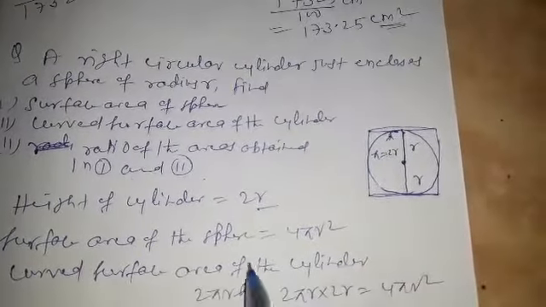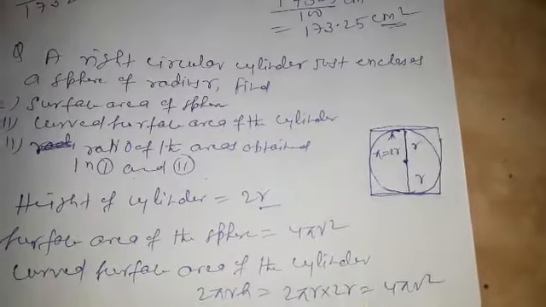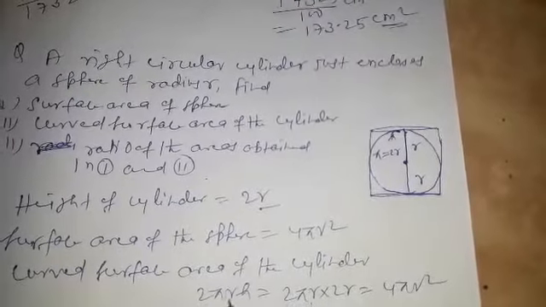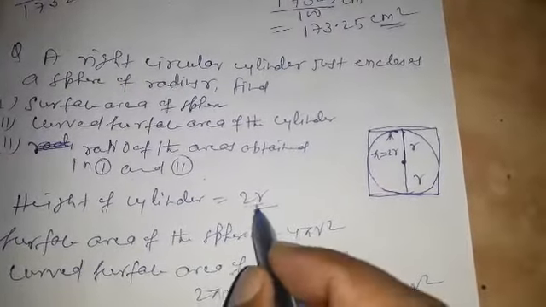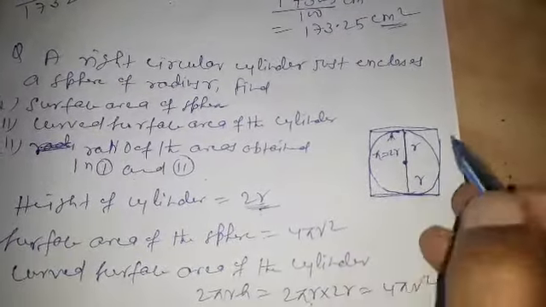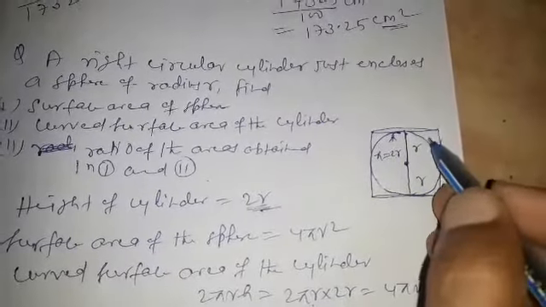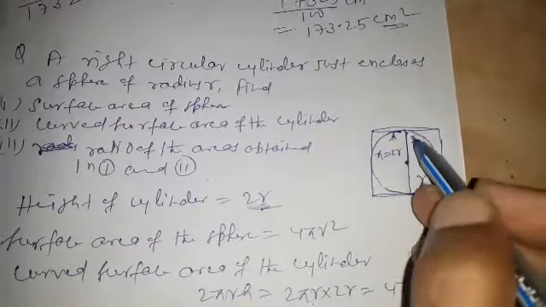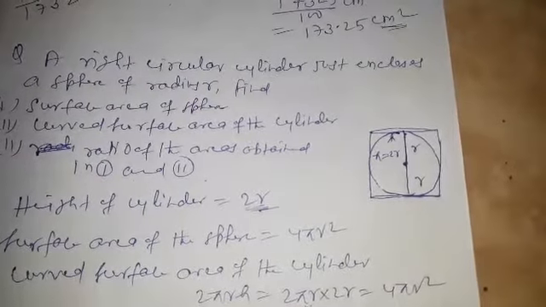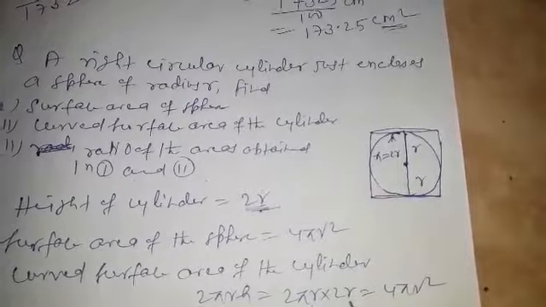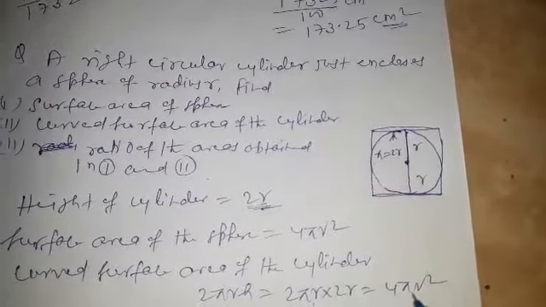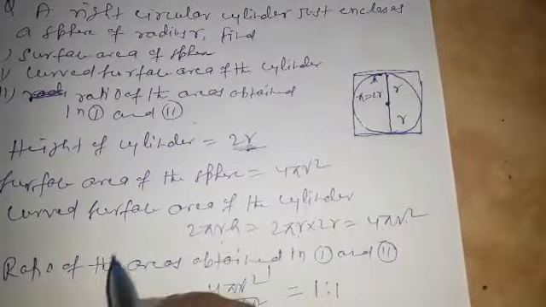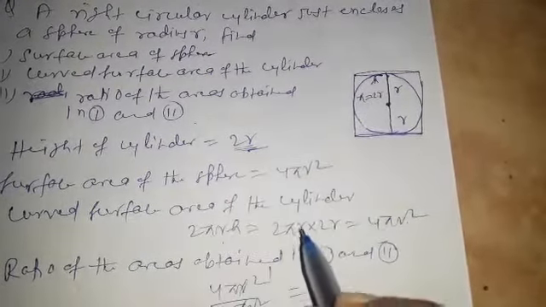Curved surface area of the cylinder. The curved surface area of a cylinder is 2 pi r h. So 2 pi r, and h means here 2r, because the cylinder just encloses a sphere. It means the diameter of the sphere becomes the height of the cylinder. So 2 pi r into 2r, their product is 4 pi r square.